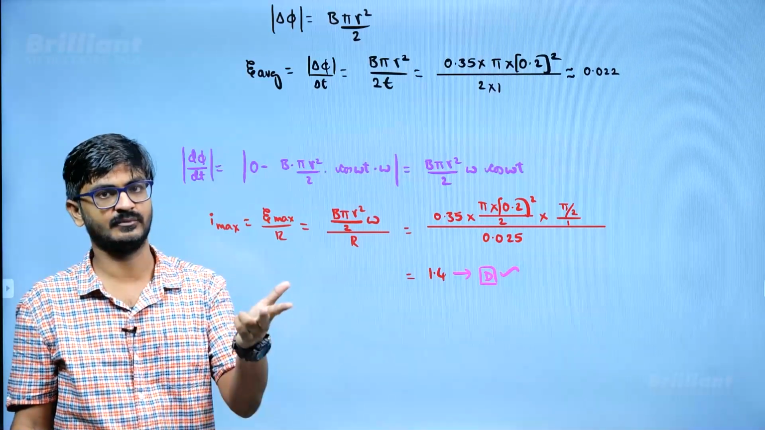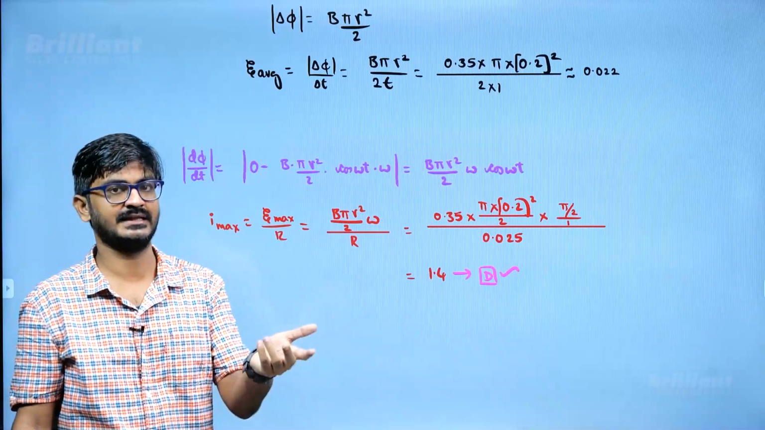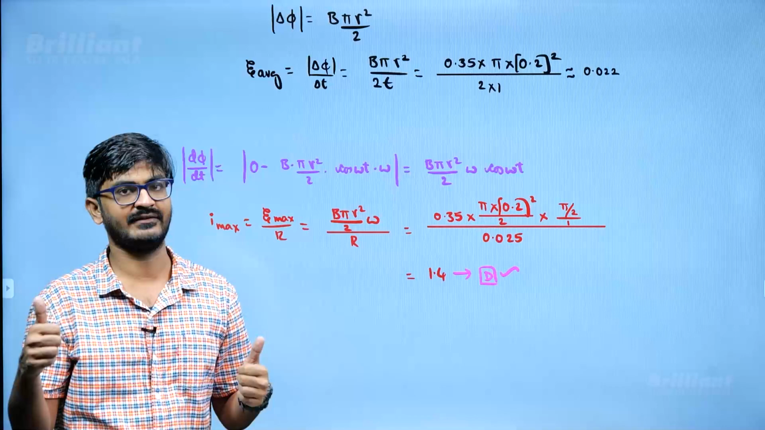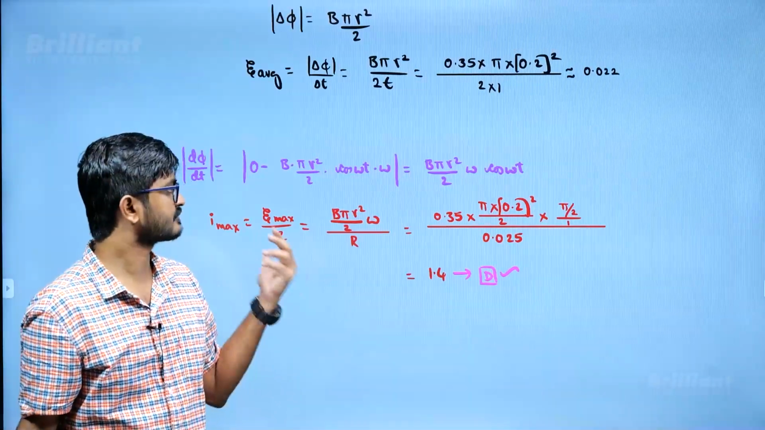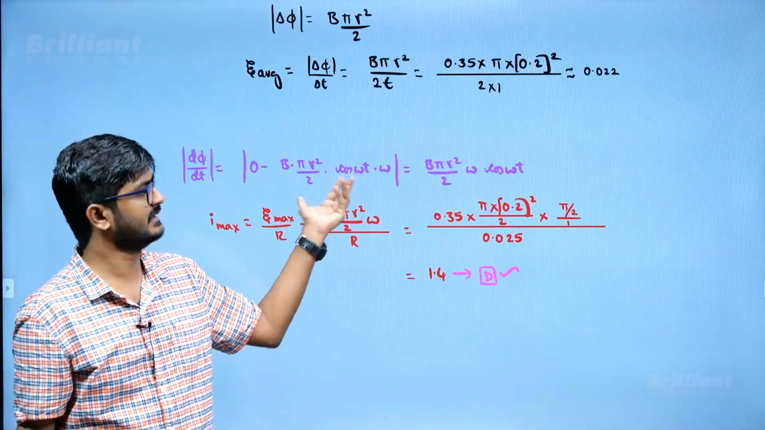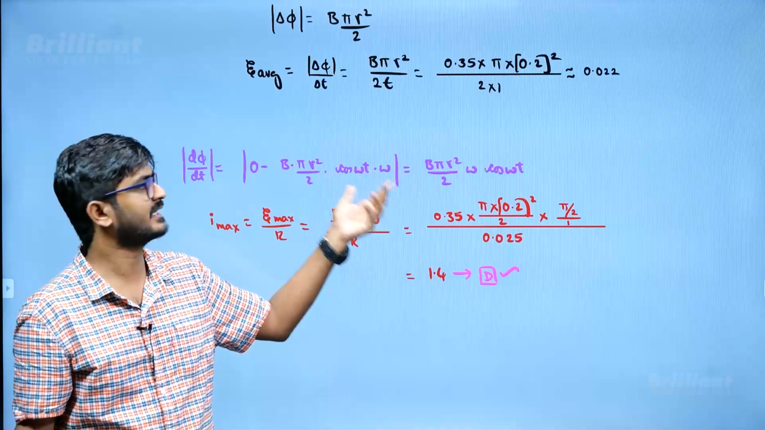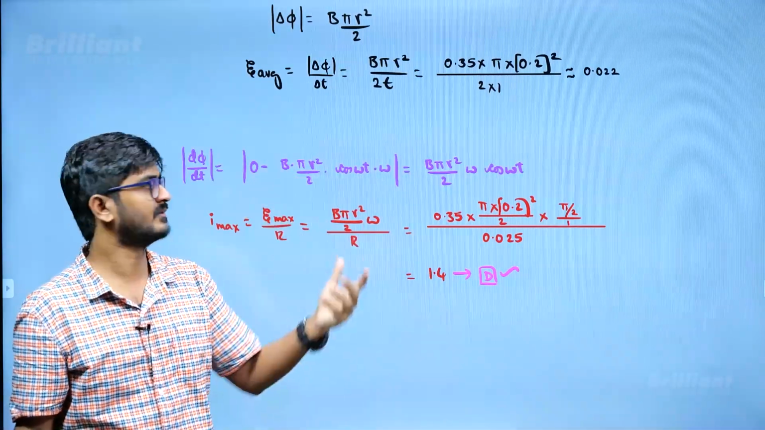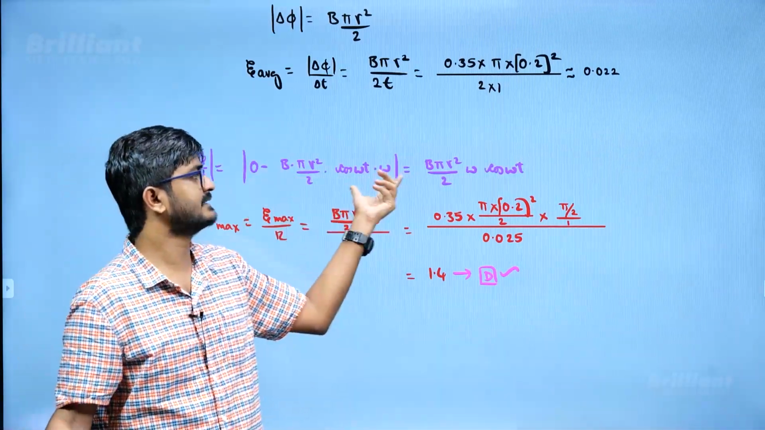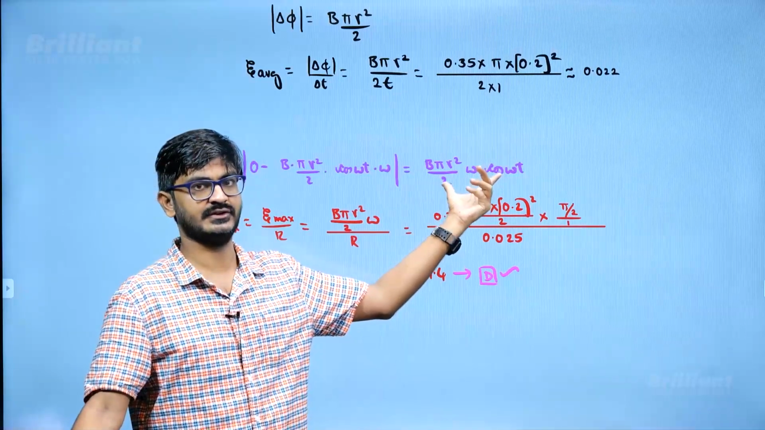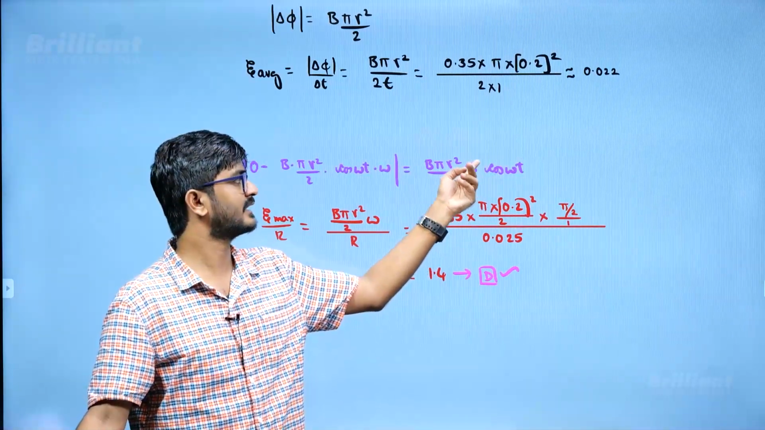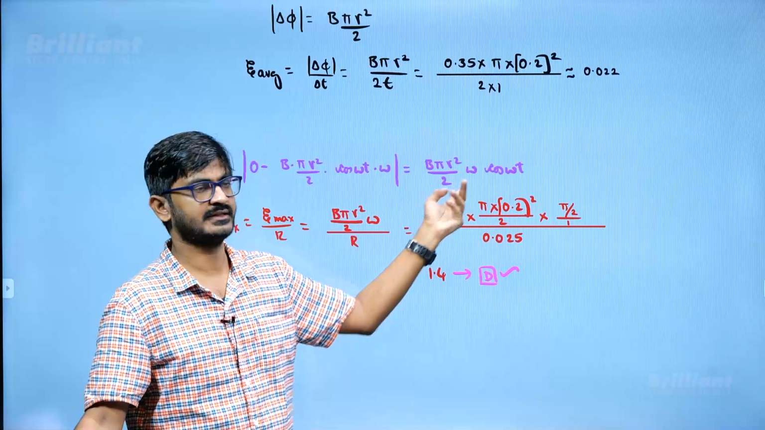B into A into cos omega t, where omega t is the angle between area vector and magnetic field, right? Anyway, here it is going to be sin omega t. That doesn't matter because they are asking only about maximum value. So this is the instantaneous value of induced EMF. Now maximum value will turn out to be this much, right?